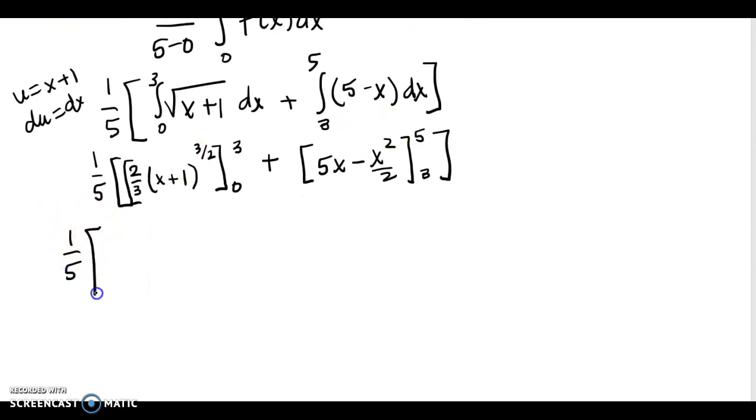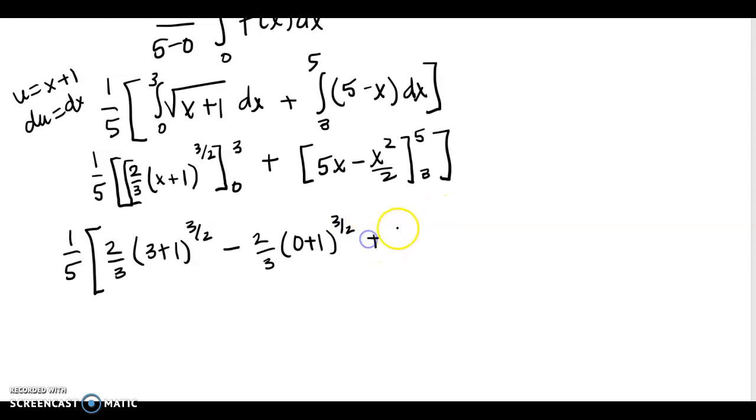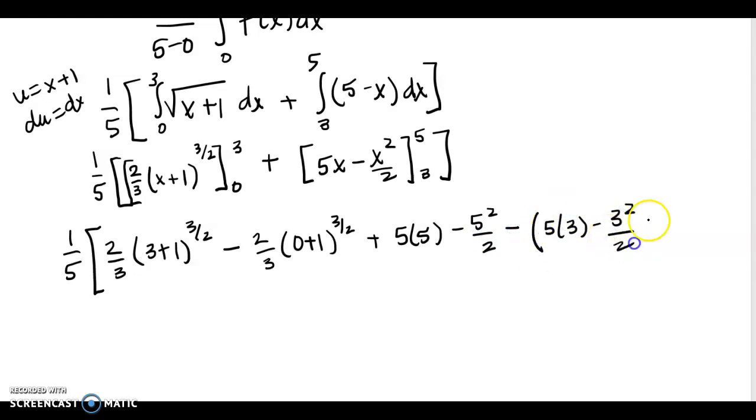Just keep your 1/5 out here. I'd have 2/3 times 3 plus 1 to the 3/2 minus 2/3 times 0 plus 1 to the 3/2. That's my first part. Plus 5 times 5 minus 5 squared over 2 minus 5 times 3 minus 3 squared over 2. This is an acceptable way to leave your answer on the AP test, and it is what I would suggest. But since we're working it out together, let's go ahead and simplify as much as we can.